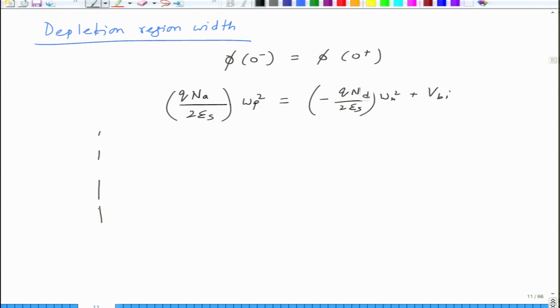This is the interface, and on one side at the depletion region, on one side you have acceptor ions, on the other side you have donor ions, right. So, this is up to a width Wn, and this is Nd, right. This is Na and this is minus of Wp, all right.